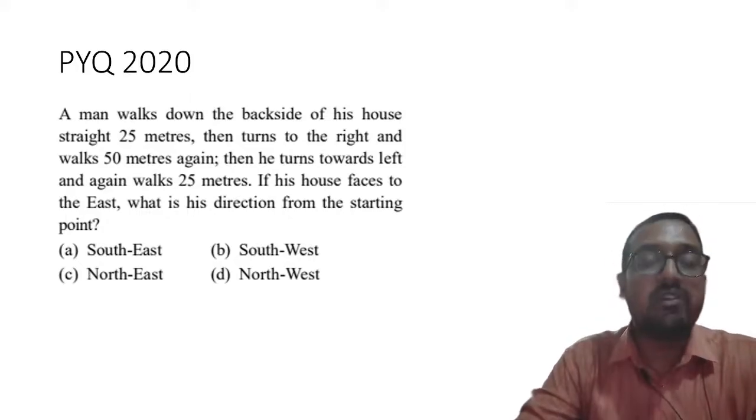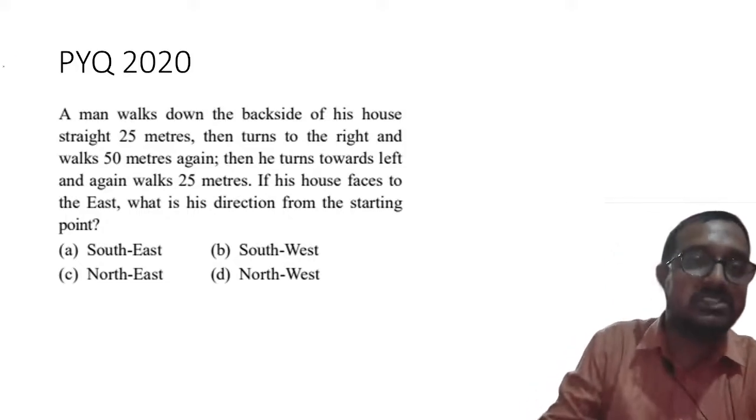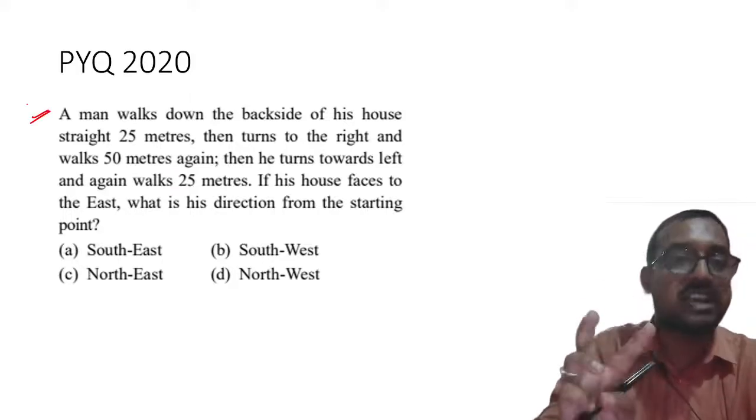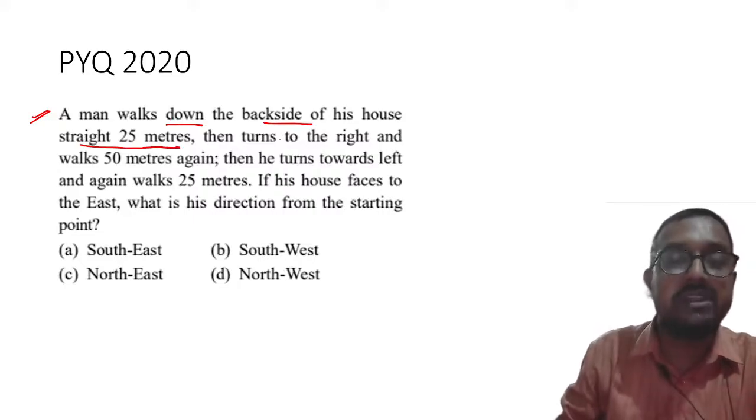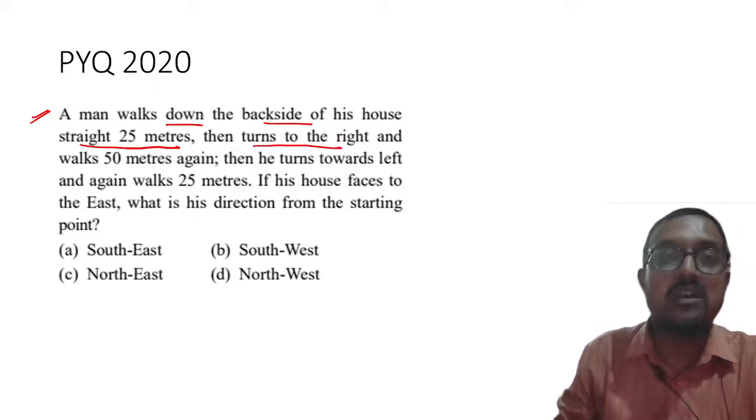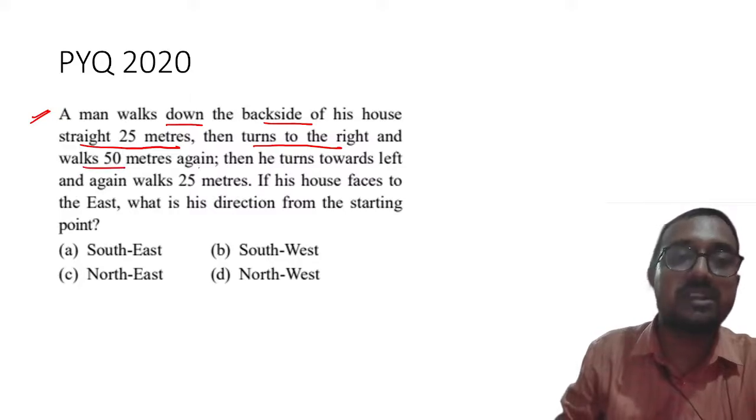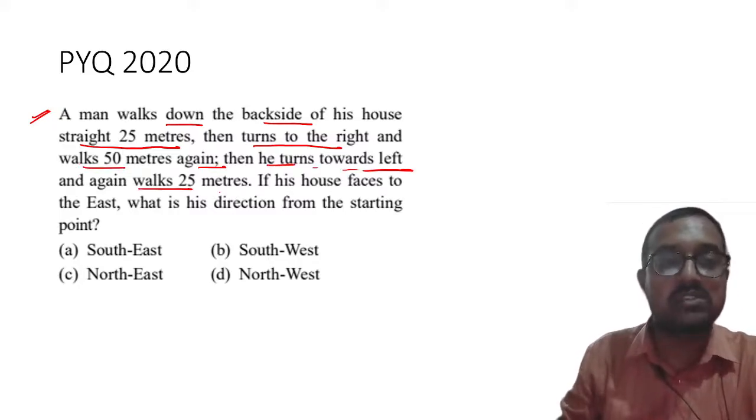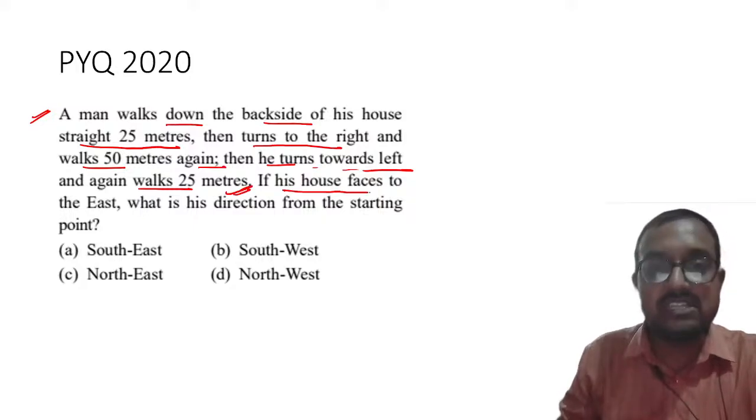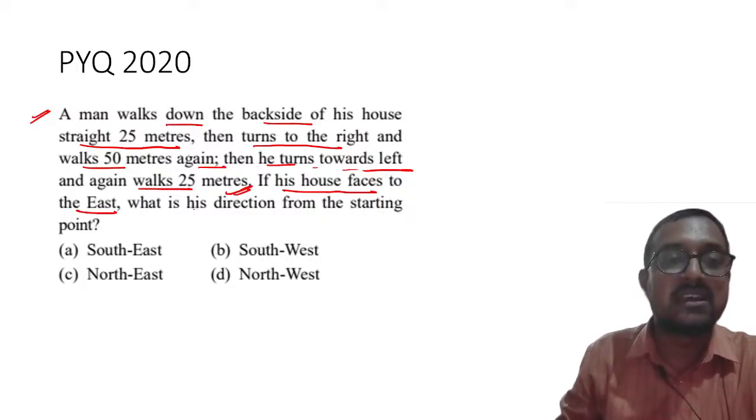But before I delve into the theory part, I will just read three questions in front of you. A man walks down the back side of his house straight 25 meters and then turns to the right and walks 50 meters again. Then he turns towards left and again walks 25 meters. If his house faces the east, what is his direction from the starting point?